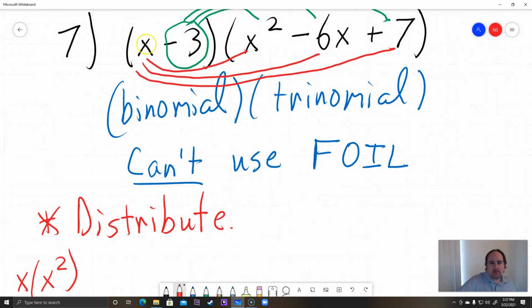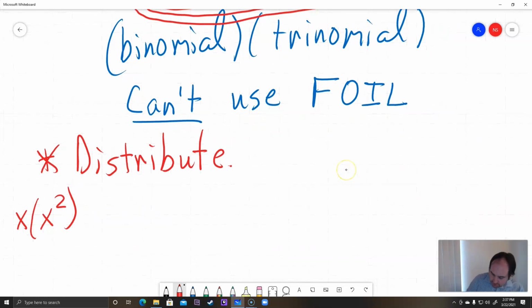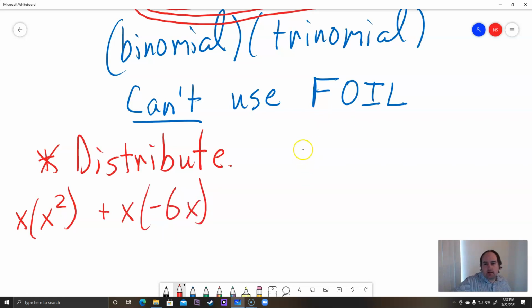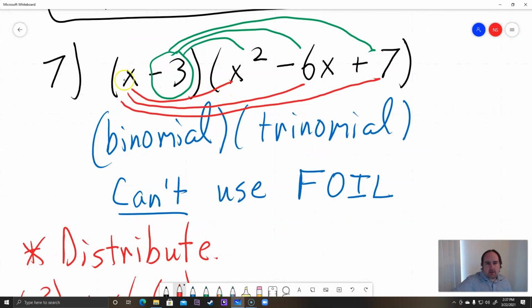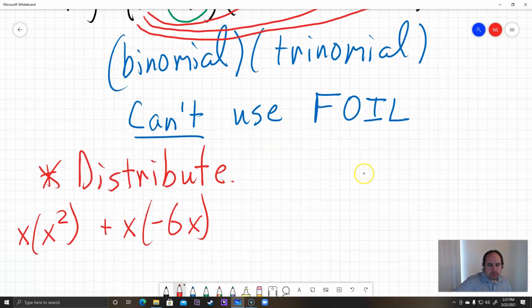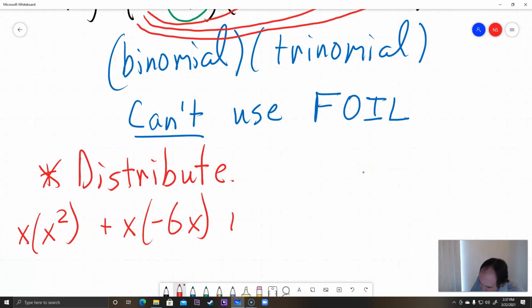And then we have x times negative 6x for the second term. So plus x times negative 6x. And then we have plus x times 7 for the third term. So plus x times 7.